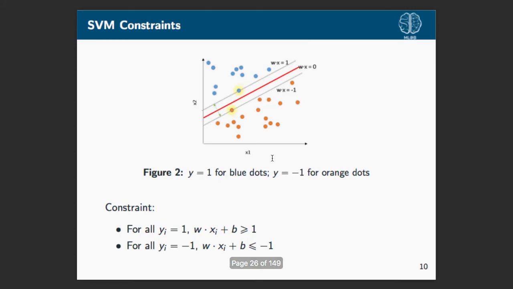Okay, cool. And same thing for the opposite. For all the yi that equal negative 1, the orange points, we want wx plus b to be less than negative 1. Because if it's negative 1, it'll lie on this margin, and if it's less than that, it'll be below this hyperplane. So it's going to be exactly minus 1 and 1 if they align with the margin.